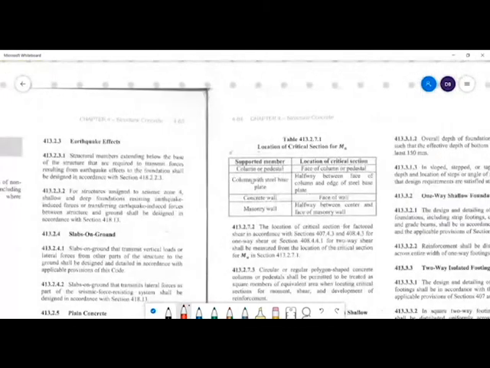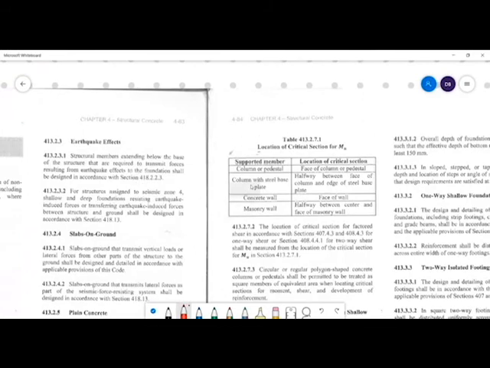Okay, if it's a concrete column or pedestal, the critical section is at the face of the column or pedestal. For a column with a steel base plate, it is halfway between the face of the column and the edge of the steel base plate. If it's a concrete wall, the face of the wall. For a masonry wall, halfway between the center and the face of the masonry wall. So you have to look at it to see where the critical section could be.